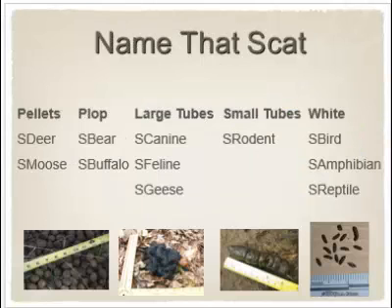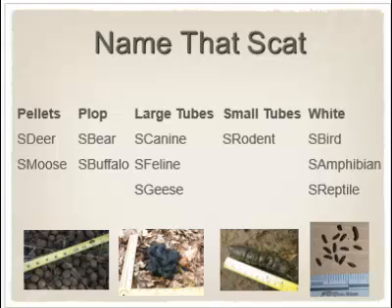Now we're going to play Name That Scat. If you look down on the bottom left, we've got pellets. Pellets, remember, mean your herbivores, so deer and moose will all fall under that category. Then next to it, we have plop. And a plop is usually from a bear or a buffalo. Sometimes they can be large in size, and oftentimes will contain seeds, fruits, and other pieces of food from that individual animal. Large tubes are also indicated by your canine and your feline.